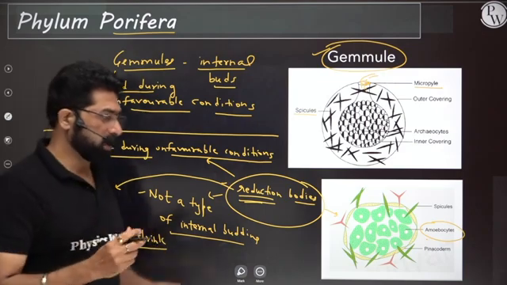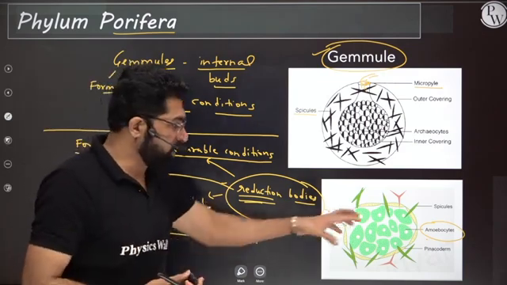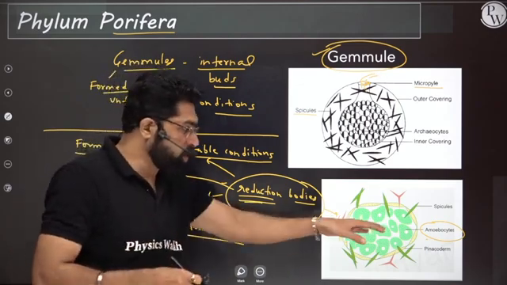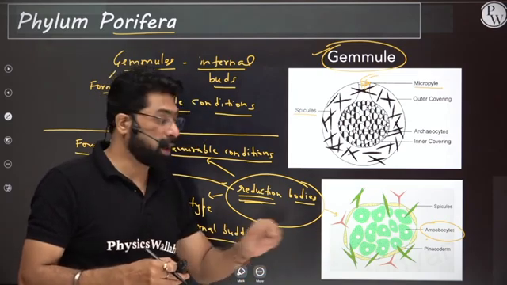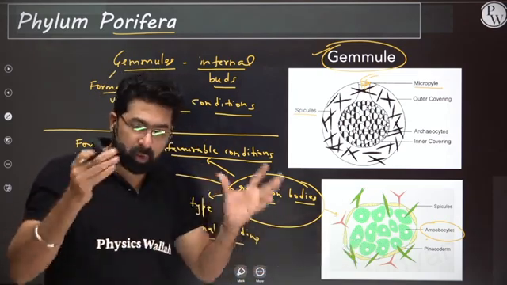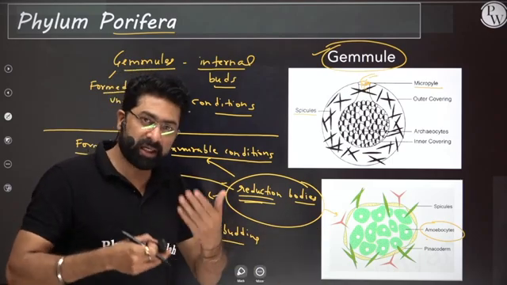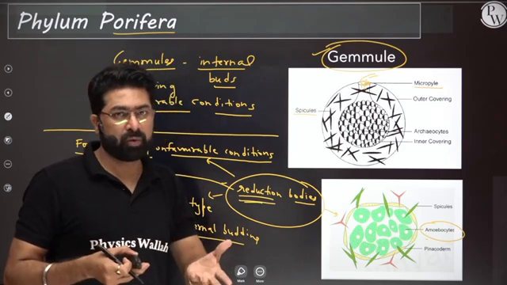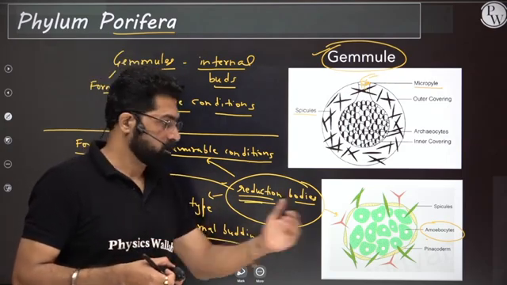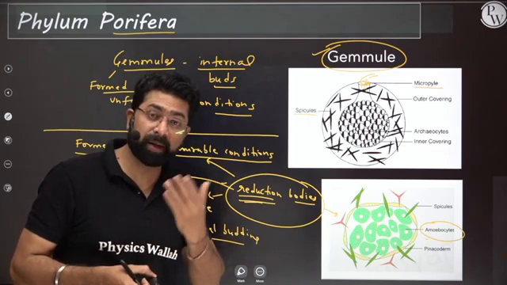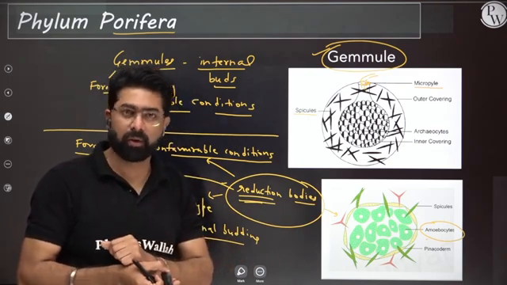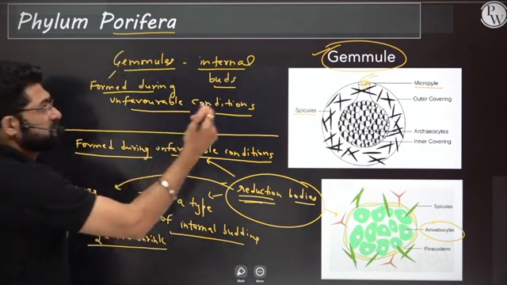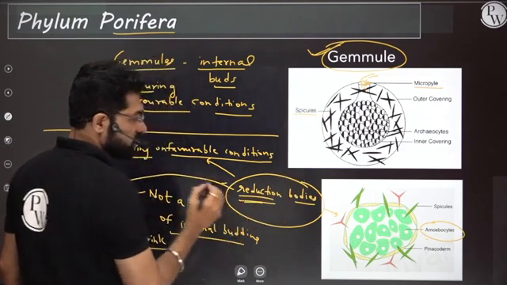Okay, and what they do, they cover those amoebocytes now. The amoebocytes are covered with a pinacoderm layer. So when the conditions become good, these amoebocytes will develop further into other types of cells. Even these amoebocytes can develop into archaeocytes also. Okay, so let's continue further now. I hope you understood this difference between gemmule formation and reduction bodies.